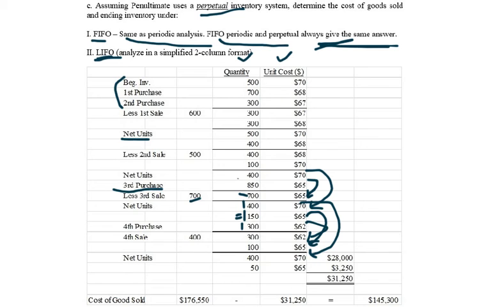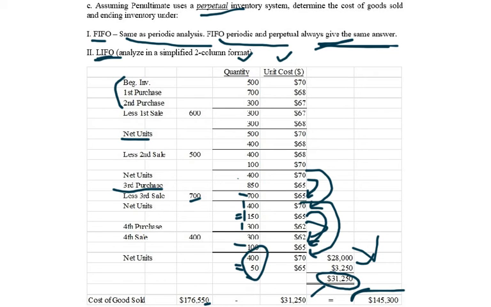150 minus 100 equals 50 of those remaining, so 400 at 70, and then the 50 at 65. So again, there's your 450 units we were talking about earlier. Now multiply it out. 400 at 70 is 28,000. 50 at 65 is 3,250. So we get 31,250 for our inventory. Subtract that from the cost of what's available, and we'll get 145.3 as our cost of goods sold.